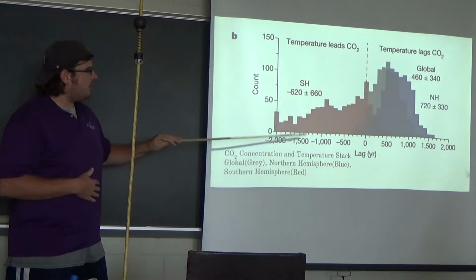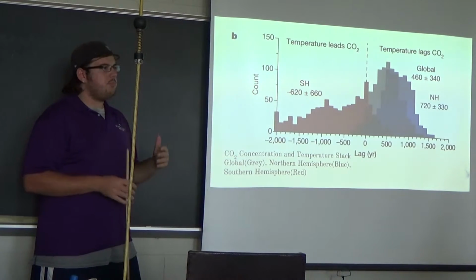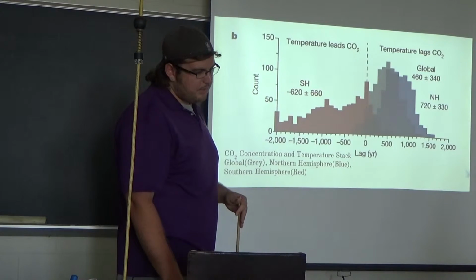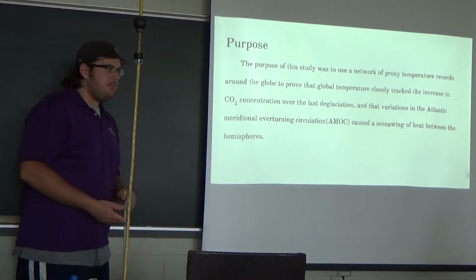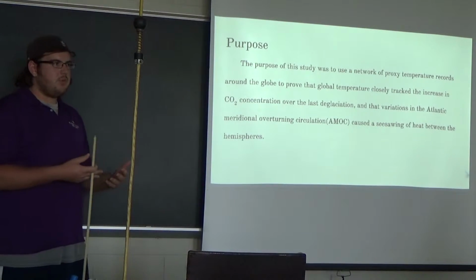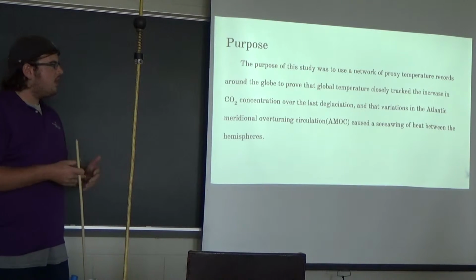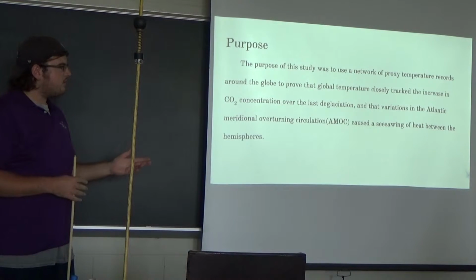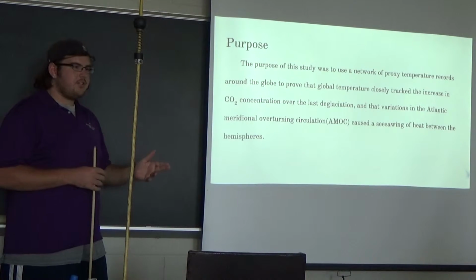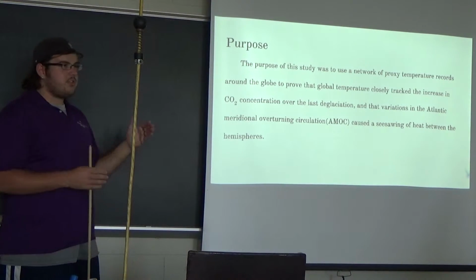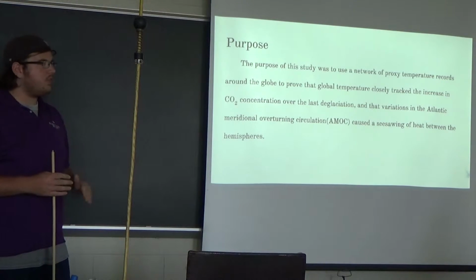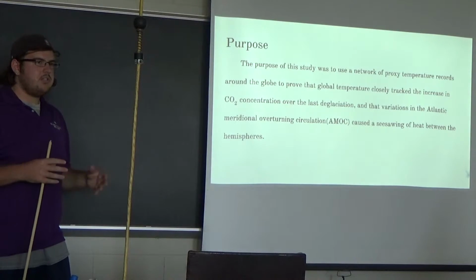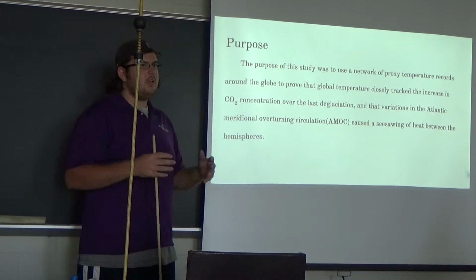Whereas the southern hemisphere shows a lot of changes in temperature before there was any amount of CO2 change, before there were high amounts of CO2 change. So the purpose of the paper then is to try and find a correlation between the global temperature, is it tracking as closely with the CO2 as we think, as well as looking at the Atlantic meridional overturning circulation, which is just the southern ocean circulation that moves a lot of water around the South Atlantic, seeing if that would have caused heat to move around the hemispheres differently in the north and the south.